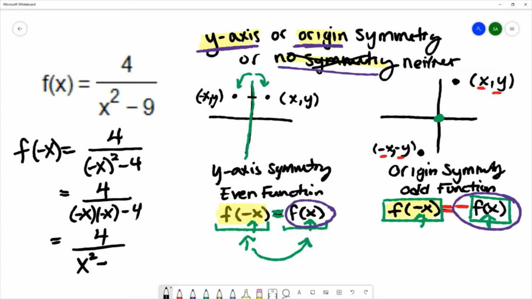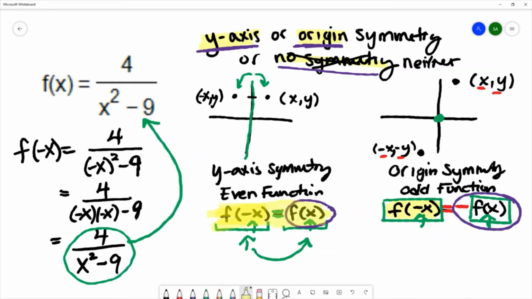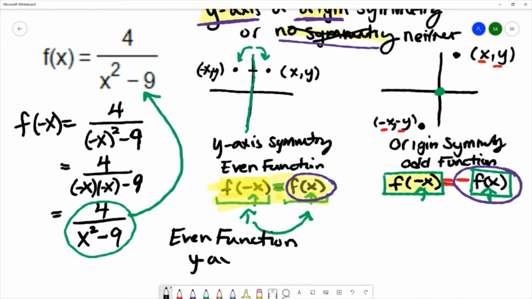And I'm not quite sure why I changed this 9 to a 4, but this should be 9. So once we've done that calculation of f of negative x, you want to compare that to the original function. And as I'm looking at these two, they're both exactly the same, and so that's fitting with the definition of even function, where f of negative x is equal to f of x, the original function. So we're going to say that this is an even function, and we're also going to say that this has y-axis symmetry.